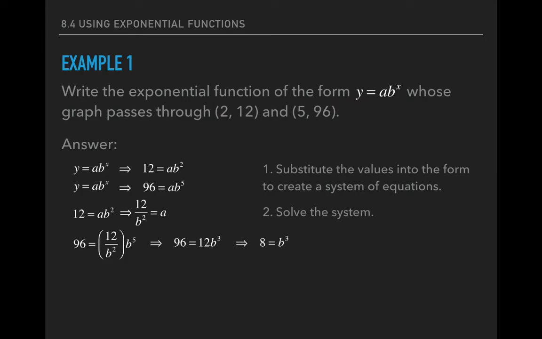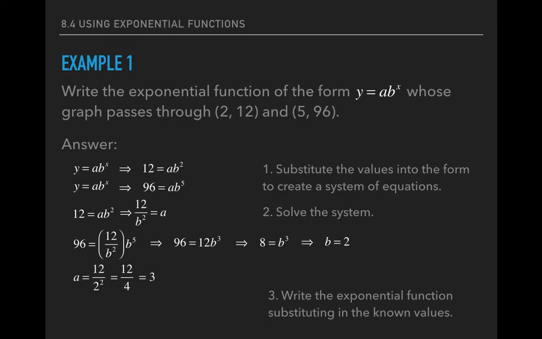And then dividing each side by 12 gives us 8 equals b to the 3rd. And there is only one value that when cubed gives you 8. It is 2. So now we know our b value is 2. The only thing remaining is to find the value of a. So we'll plug 2 into our equation where a was isolated. So that's 12 divided by our b value, which is 2 squared. That's 12 over 4, which gives us 3.